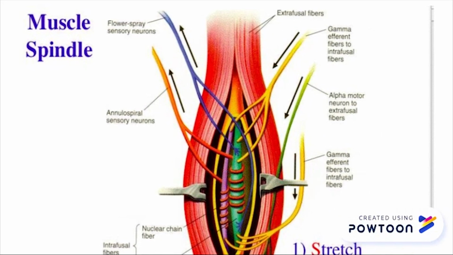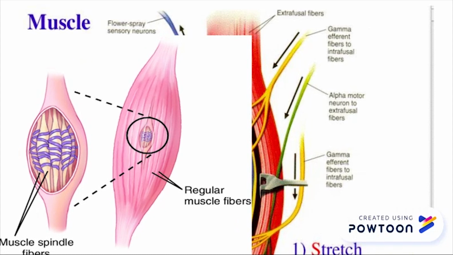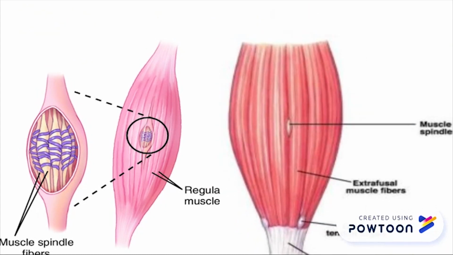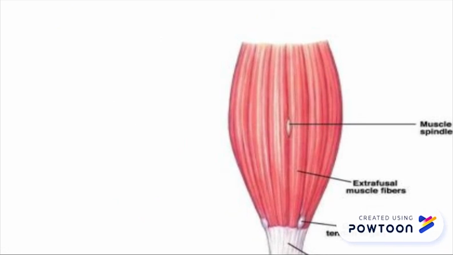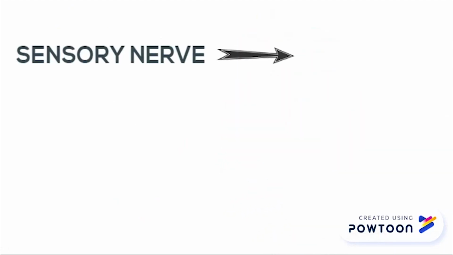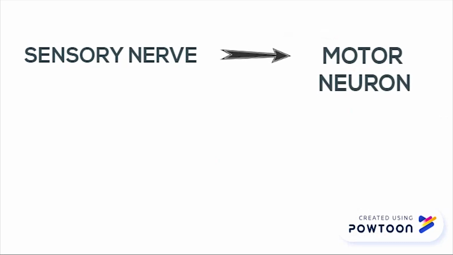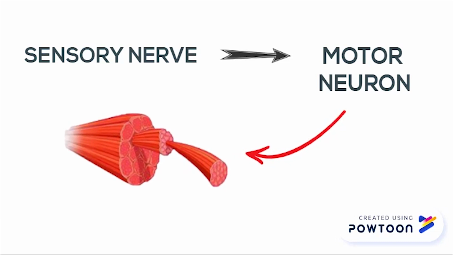One kind of proprioceptor is the muscle spindle, a receptor parallel to the muscle that responds to a stretch. Whenever the muscle spindle is stretched, its sensory nerve sends a message to a motor neuron in the spinal cord, which in turn sends a message back to the muscles surrounding the spindle, causing a contraction.